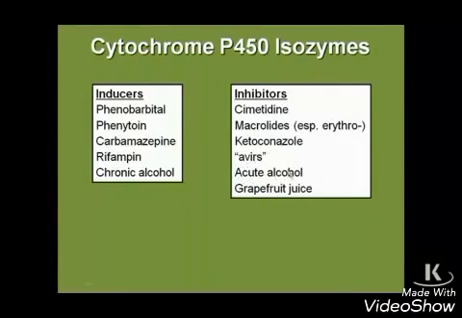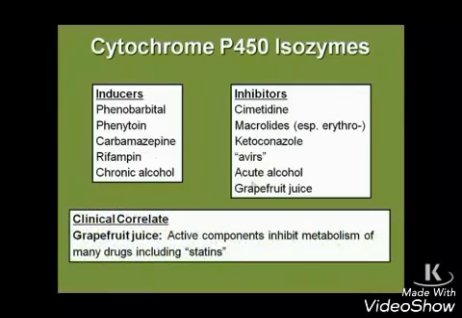There's acute alcohol. Again, to distinguish it from chronic, acute alcohol would actually be drinking to excess, which I would argue would inhibit most things that you try to do, including drug metabolism. And finally, we have grapefruit juice. Okay? Grapefruit juice actually has a note there in your margin, and we'll take a look at that. The clinical correlate on grapefruit juice reminds you that there are active components in grapefruit juice that inhibit the metabolism of many drugs. One of the drugs listed there in that particular margin note is atorvastatin.